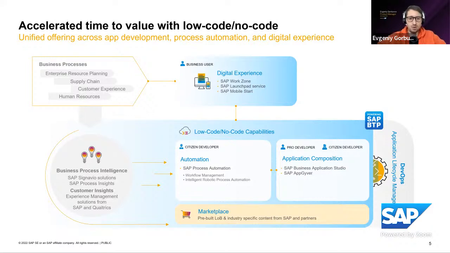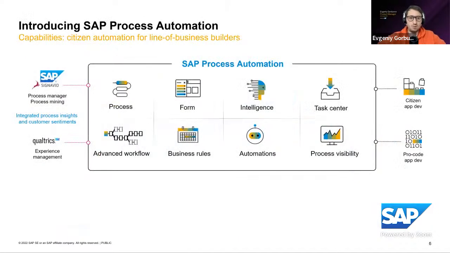So here we are talking today, as said, about the citizen developer part and the automation capabilities. About SAP Process Automation, that combines the power of workflow management and intelligent robotic process automation services in one newly provided service by SAP based on SAP Business Technology Platform. What is SAP Process Automation?